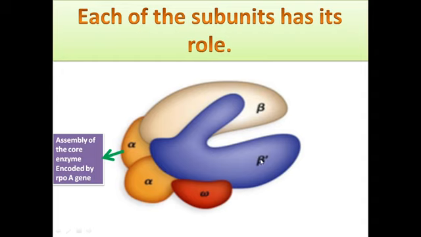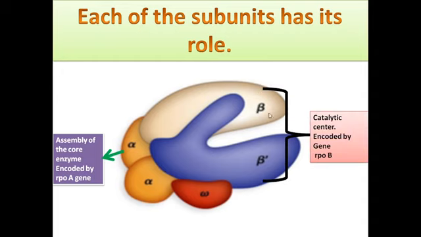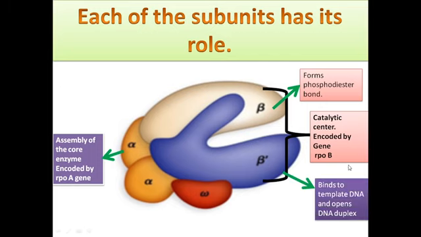Then come the beta and beta dash units. These are very important subunits. These are termed the catalytic center and are encoded by the gene rpoB. Now, the main work of the enzyme is actually to perform the catalysis, to join the ribonucleotides, and that is performed by these two subunits, beta and beta dash. More precisely, the beta subunit forms the phosphodiester bond. So remember this, in RNA polymerase, it's the beta subunit which actually forms the 5' 3' phosphodiester bond between the ribonucleotides.